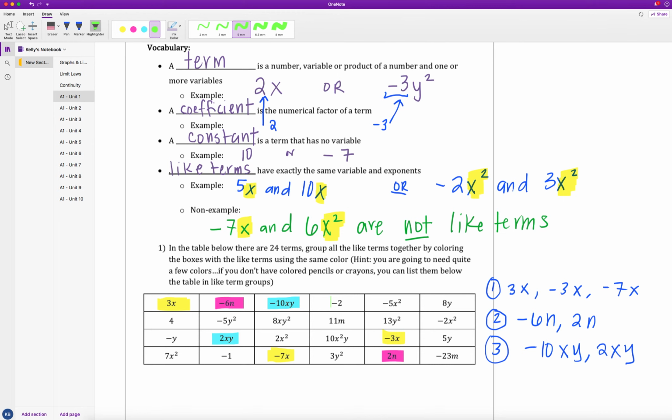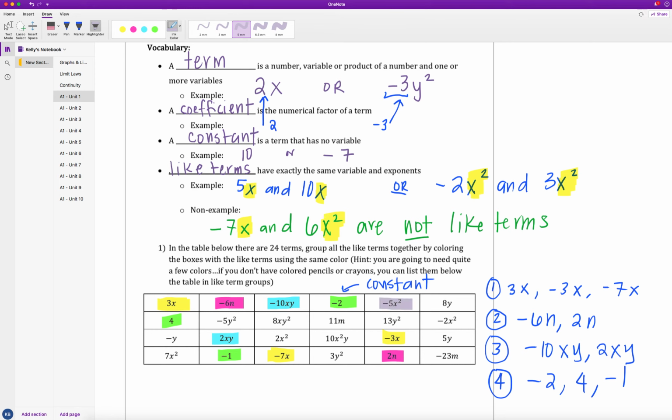Okay, let's see what would be a like term with our negative 2. So a negative 2 here, this would be an example of a constant term because there is no variable, there's just the number. So I'm going to look and see if I have any other constants. 4 is a constant. The other constant we have is a negative 1. So again, we can label these as constant terms since there is no variable. I'll label this group 4. I have negative 2, 4, and negative 1 together. Okay, let's find our next group.